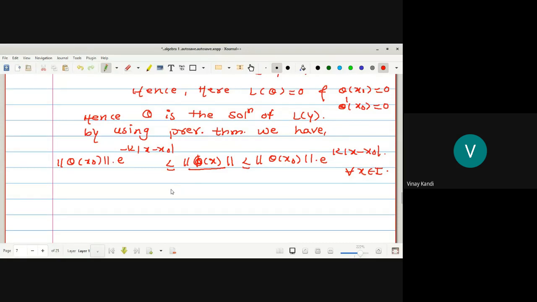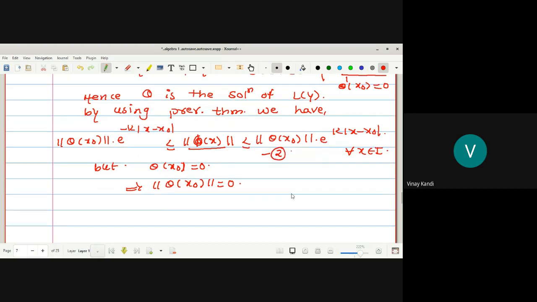But here theta of x naught is equal to 0, which implies that the norm of theta of x naught is also equal to 0. Any doubt up to here? No, sir. So give it as equation number 2.